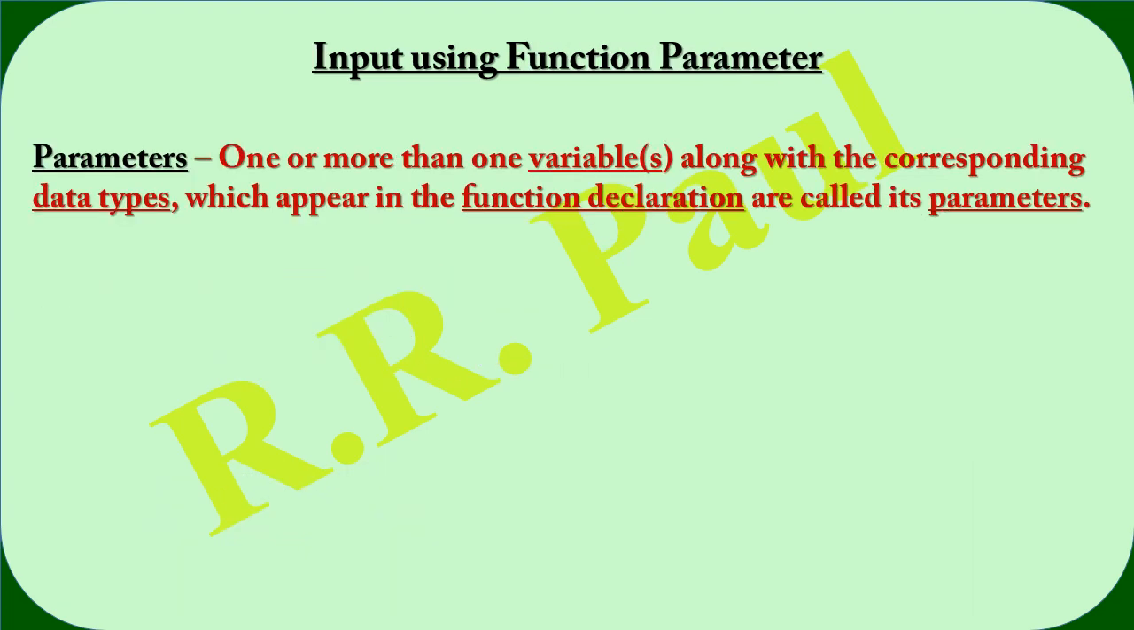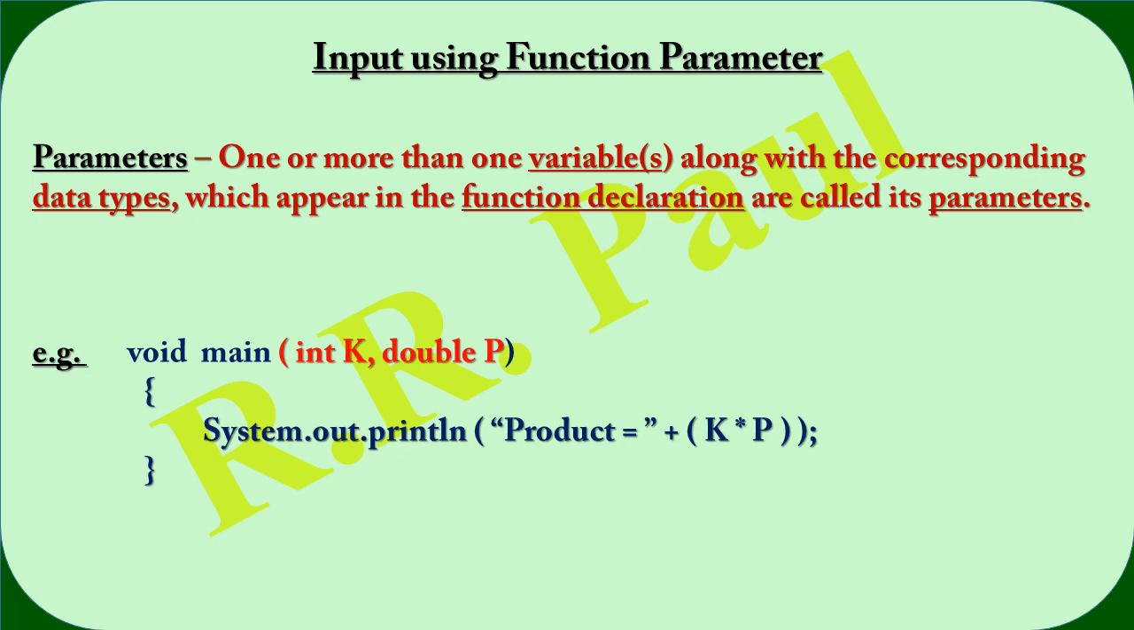Second method of data input. It is done through the parameters of a function. So one or more variables along with their corresponding data types appear in the function declaration and they get the value when the function is called.